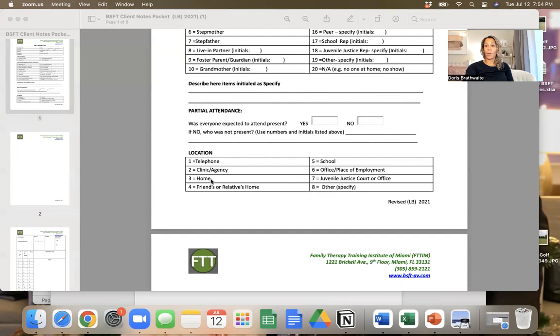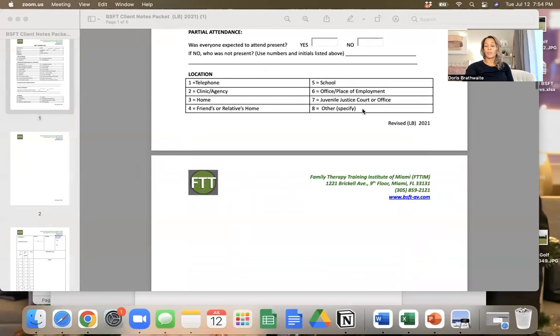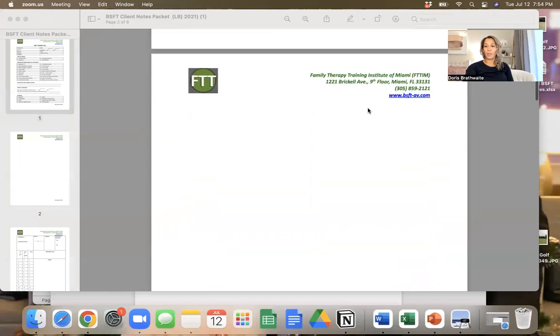So whether it's at the home, the clinic or agency, or for me, in some cases, I see my families at the courthouse. But if for whatever reason you are still in a state or a site where you are still doing telehealth, this is the most natural place to put that.